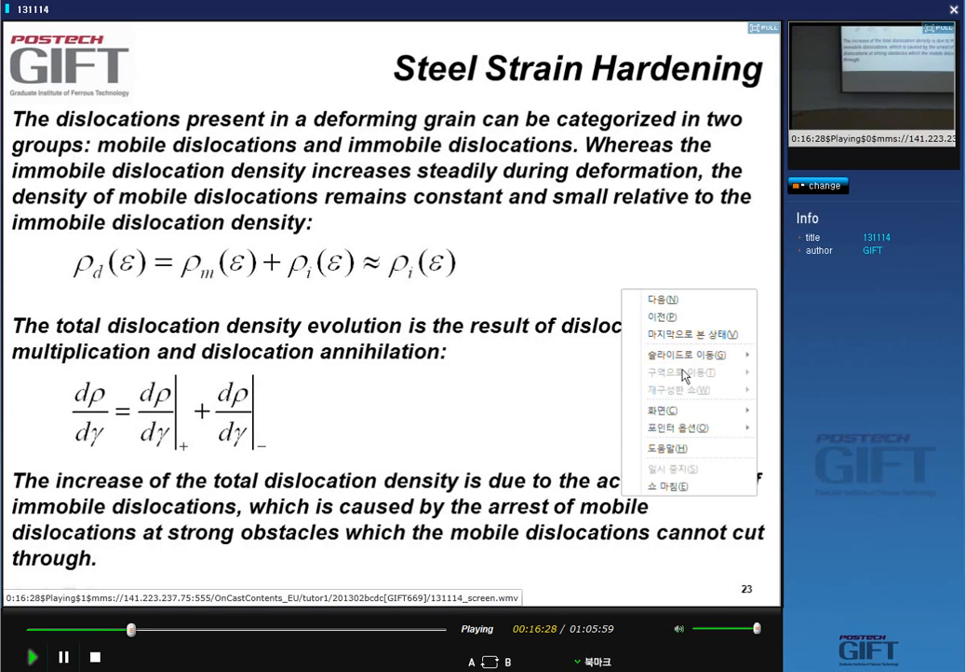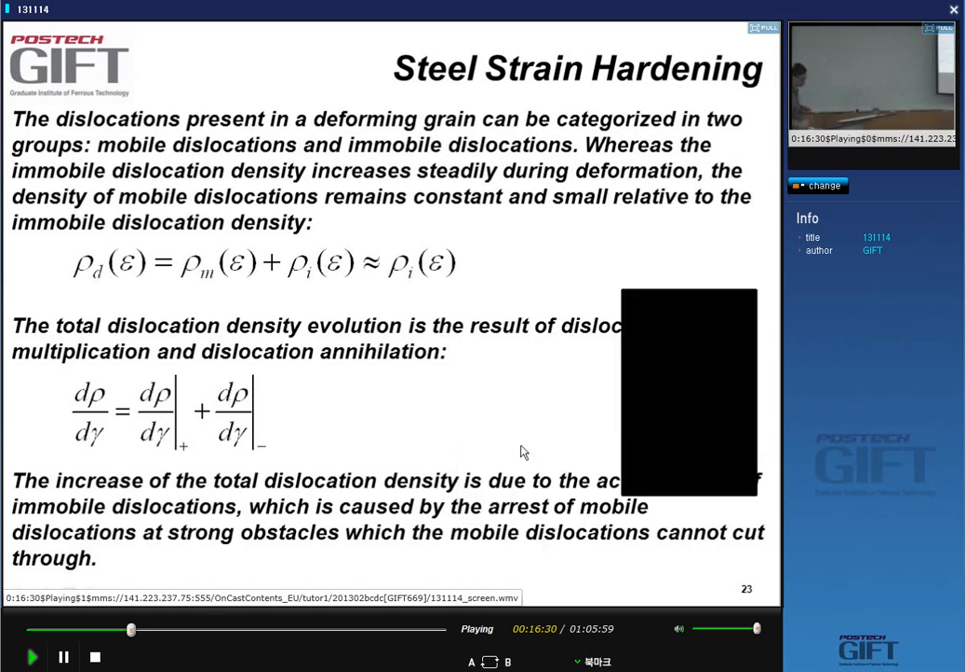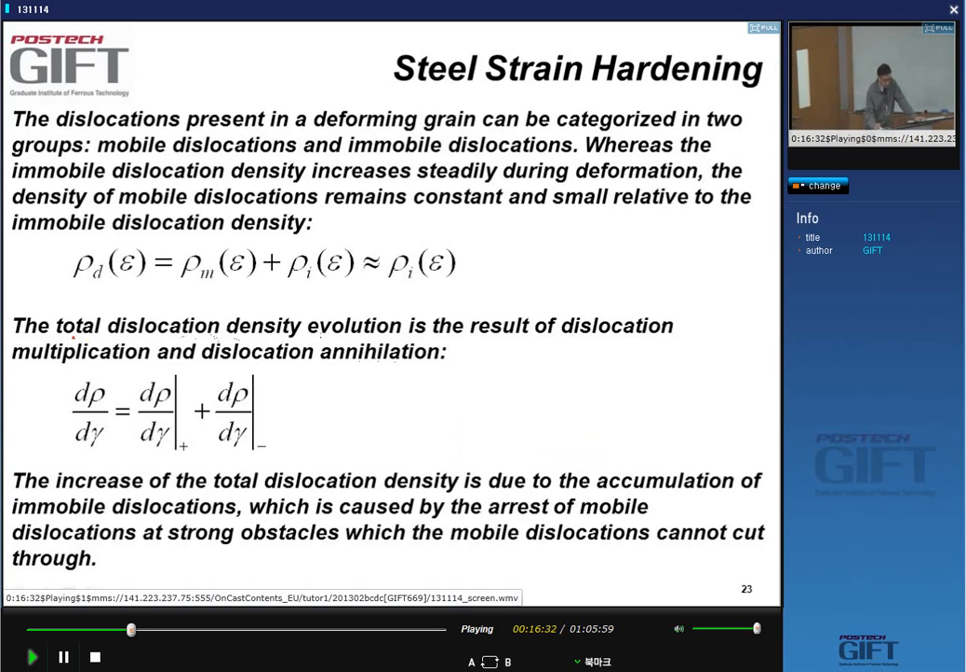So let me get the pen here. So the total evolution of dislocation density is a result of dislocation multiplication or storage. I kind of use these words together or mix them. So when I say multiplication, it also means storage.